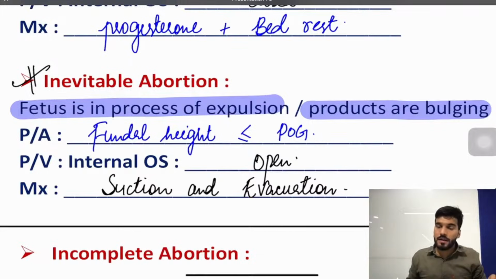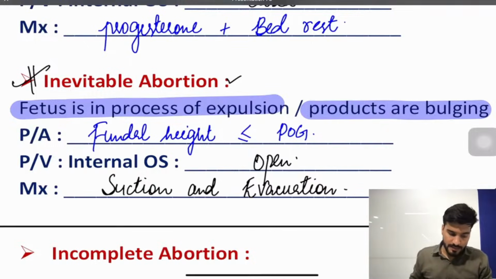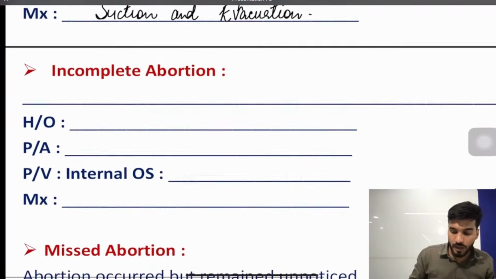How will the examiner ask the question? A female comes to you with complaints of pain in the abdomen and bleeding. On per abdominal examination, the fundal height is less than the period of gestation. The os is open. What will be the management? You should know that the clinical presentation given is a classical case of an inevitable abortion, where the management is suction and evacuation. Next is going to be incomplete abortion.